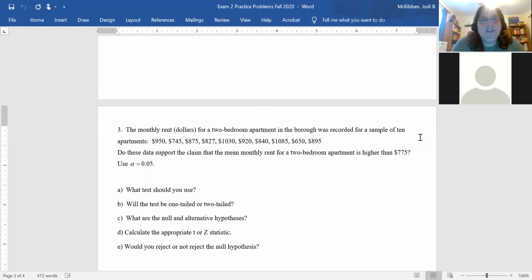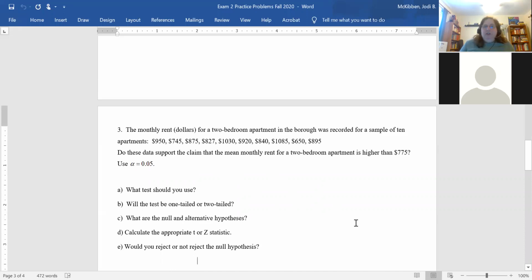The monthly rent in dollars for a 2-bedroom apartment in the borough was recorded for a sample of 10 apartments. Okay, here's my 10 prices for my 10 apartments. Do these data support the claim that the mean monthly rent for a 2-bedroom apartment is higher than $775? Use alpha of 0.05. Okay, great. So this one I really like because it's phrased, I think, a little bit closer to how the homework is phrased. So once again, I'm comparing a sample mean to a population mean.